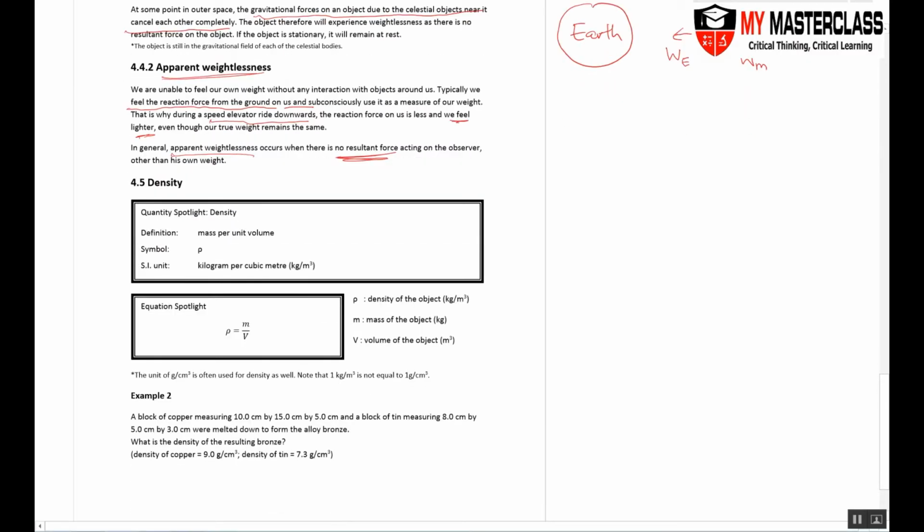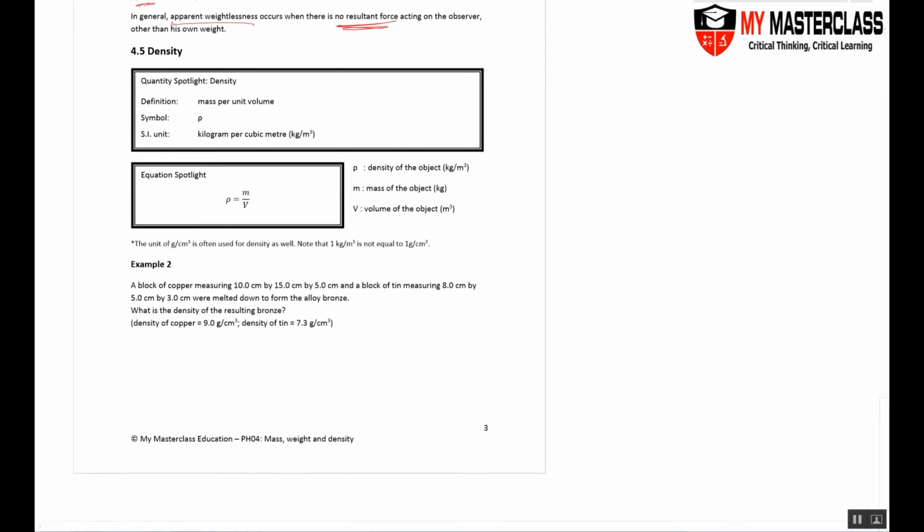Next, we move on to density. Density is the mass per unit volume. Okay, going to throw weight aside. It's the mass per unit volume, so you expect the density to remain the same when it is on Mars, on Moon, near the Sun. The density will still be the same because mass is the same, the volume is the same.